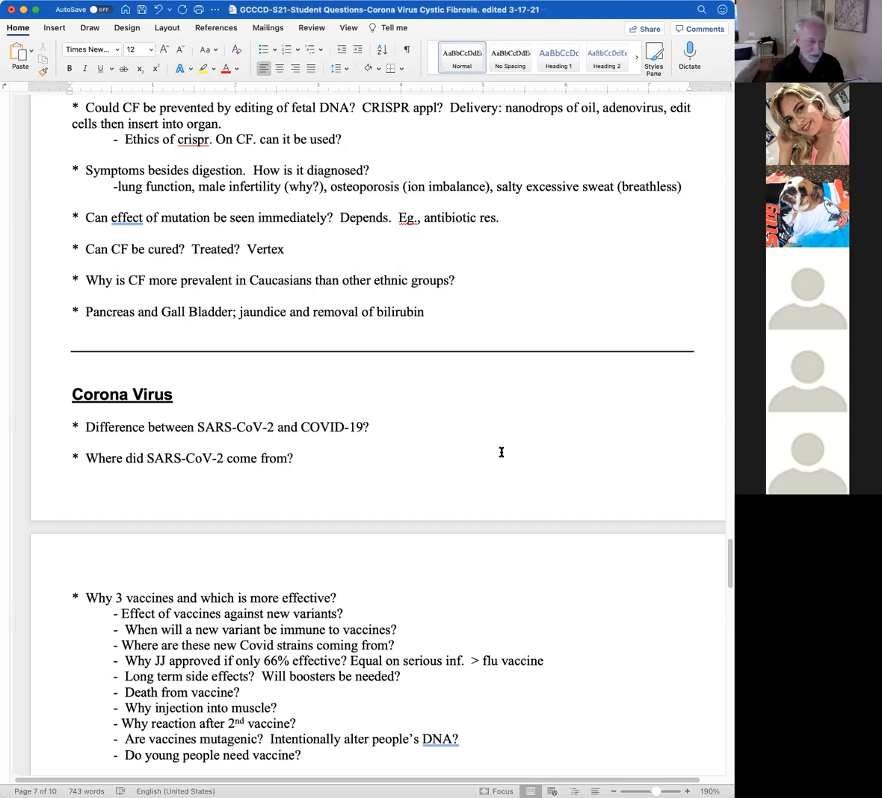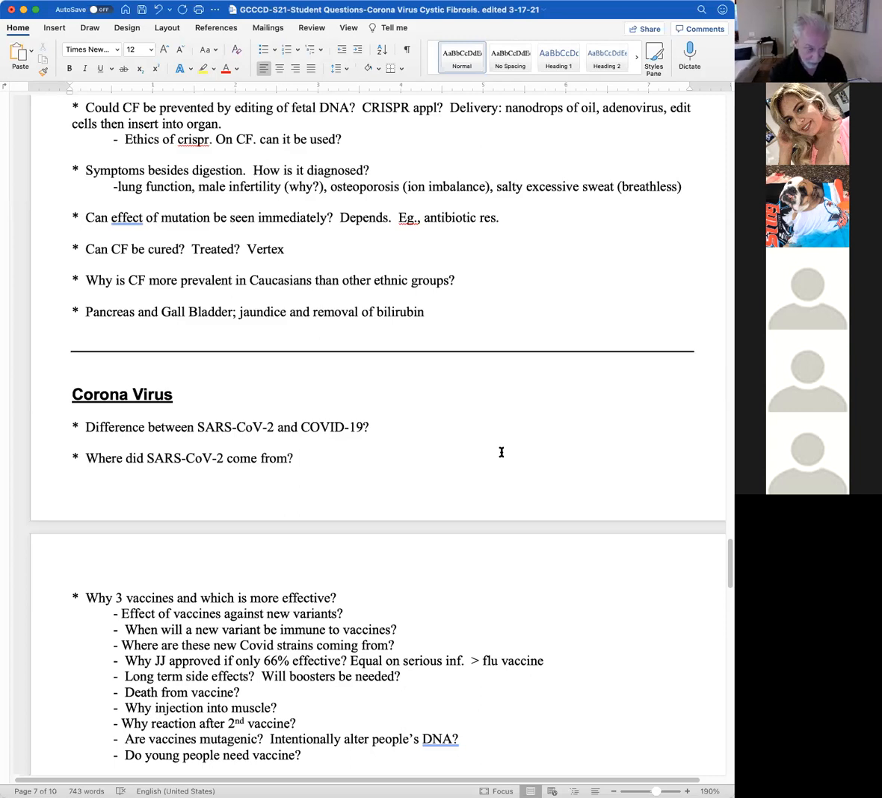Okay, let's go quickly now to coronavirus. A good question. What's the difference between SARS-CoV-2 and COVID-19? SARS-CoV-2 is the name of the virus. It's one of many different severe respiratory viruses that are known for humans, and it just happens to be the most virulent one that's ever been found. COVID-19 is the name of the disease. So if one is sick from having contracted SARS-CoV-2, the name of the illness is COVID-19.